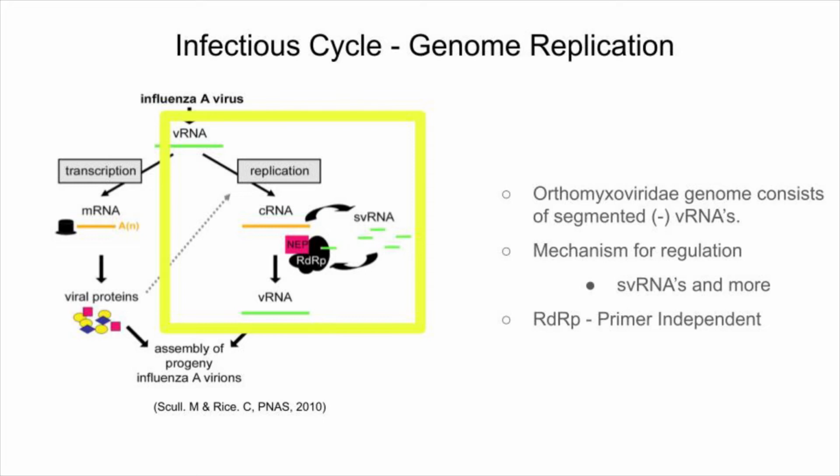One thing that's important to point out is that it replicates without a primer, and this is due to a secondary RNA structure known as the panhandle, where the 5' and 3' ends are reverse complements of each other.